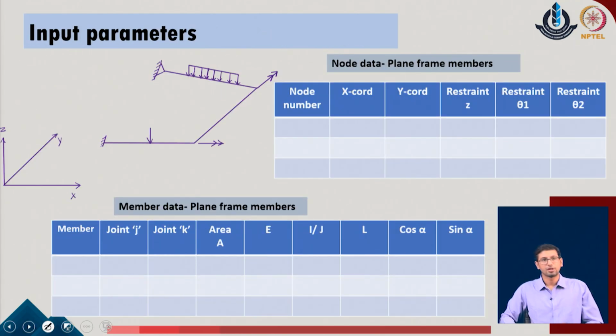As an input parameter, we realize that we have a system which is very similar to this. We can define the node numbers, the x coordinate and the y coordinate. Why do we only need the x and y coordinate? Because the member is in a 2D plane only. The z direction is a loading direction, but in general all the points of the system will be at a common z axis. That is why there is no need to define the z coordinate of the given system.